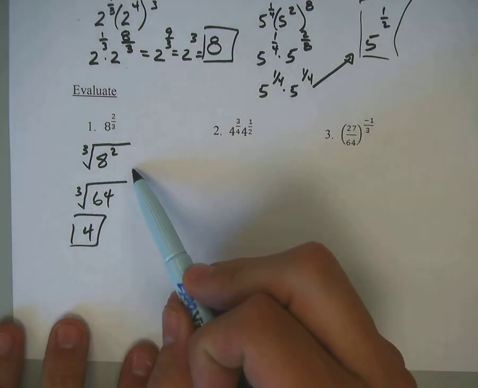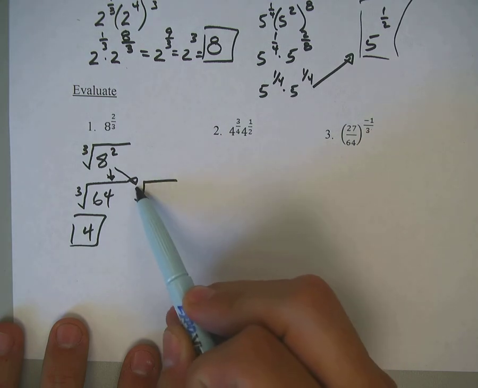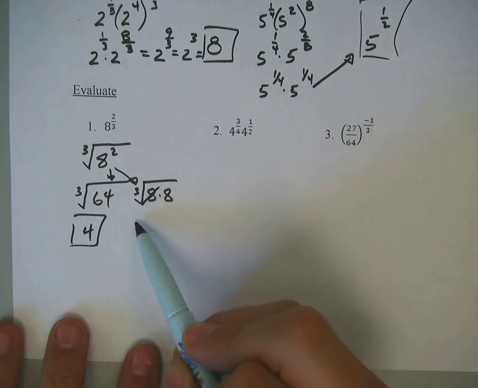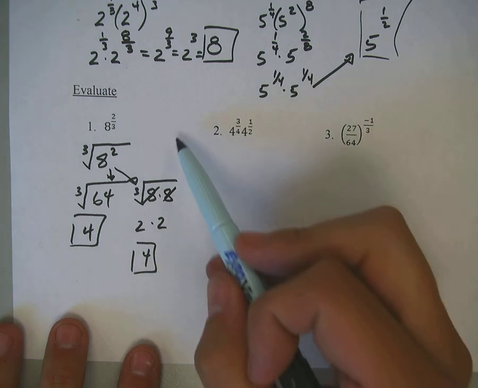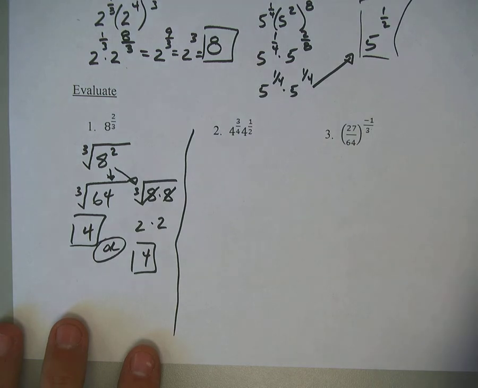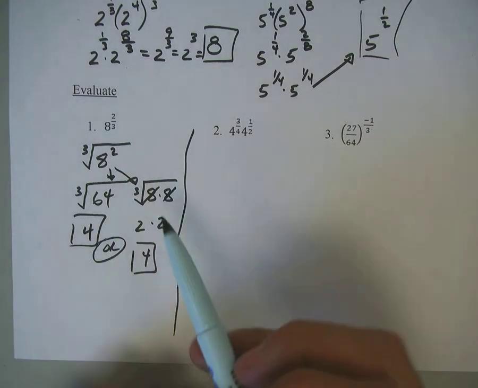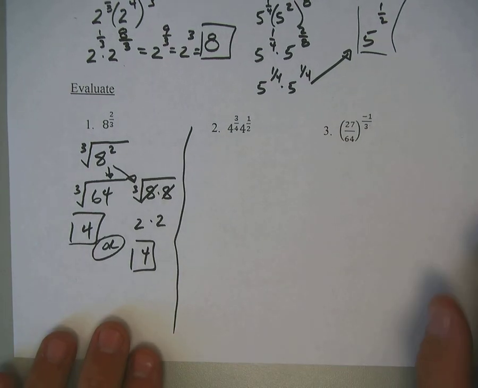Another way that you could have done it is you could have said, oh, well, this 8 squared is 8 times 8. The cube root of 8 is 2. The cube root of 8 is 2, which then is 4. Okay, so two different ways that you could have done that problem. And that happens a lot. You go through and do some of these, and somebody might do it one way, another person might do it the other way, and you come up with the same result. Not a problem.